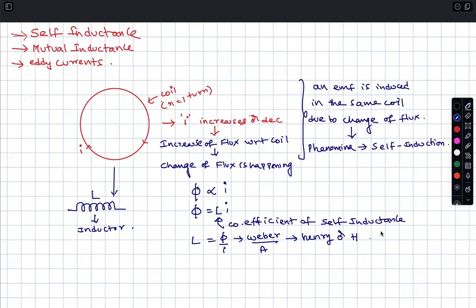Any doubt? You ask me now, don't hesitate. Lock me here itself. Madhukar చెప్పు క్లాస్ లో ఉన్నా. Right.